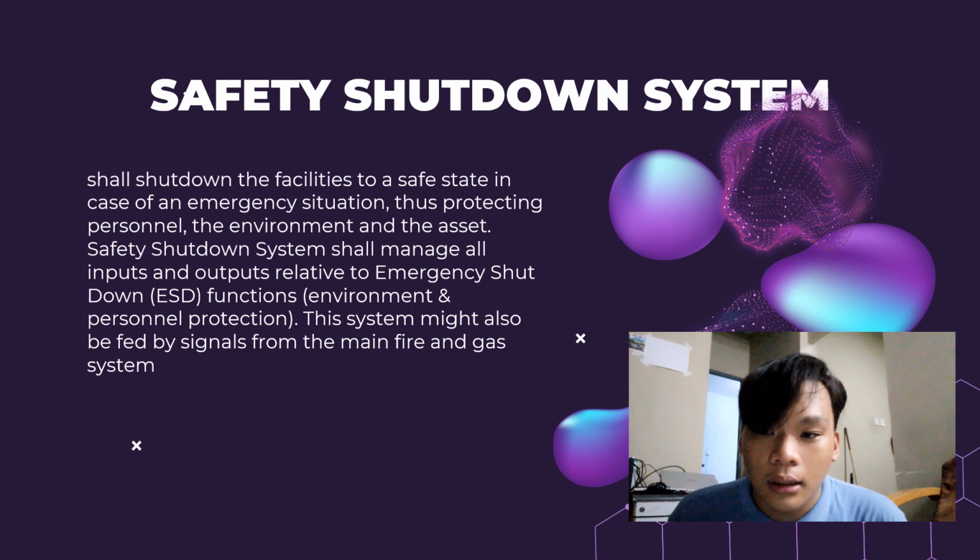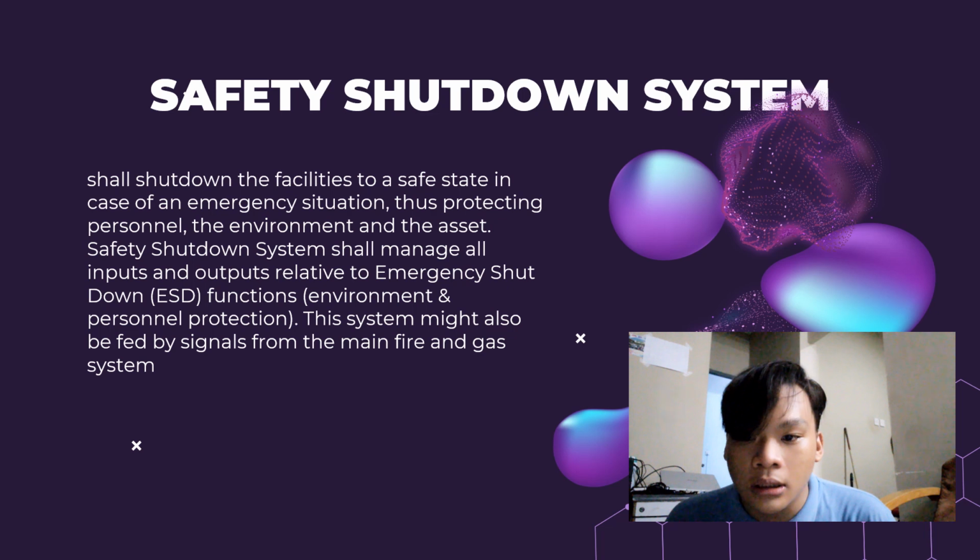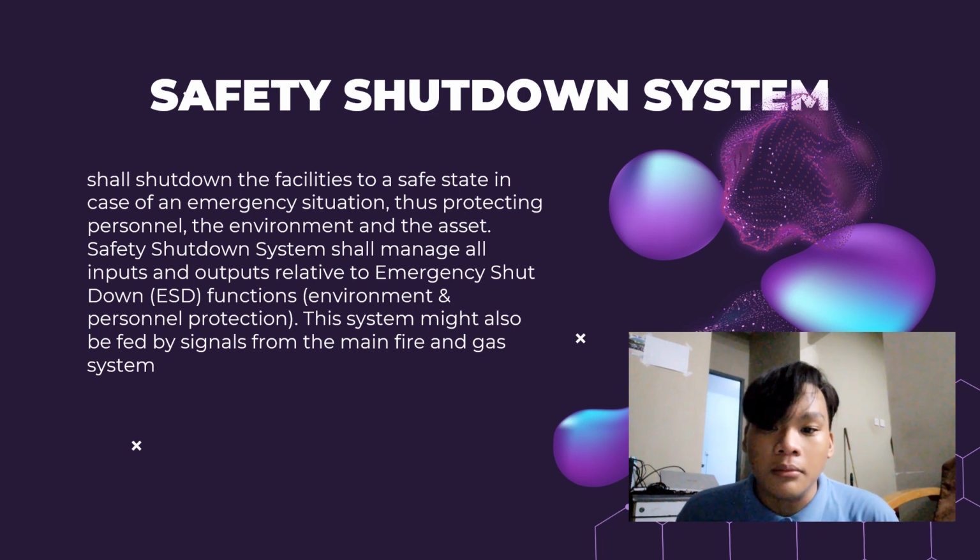Next is the safety shutdown system. The safety shutdown system shall shut down the facility to a safe state in case of an emergency situation, thus protecting personnel, the environment, and the asset. It shall manage all inputs and outputs relative to emergency shutdown (ESD) functions, environment, and personal protection. This system might also be fed by signals from the main fire and gas system.